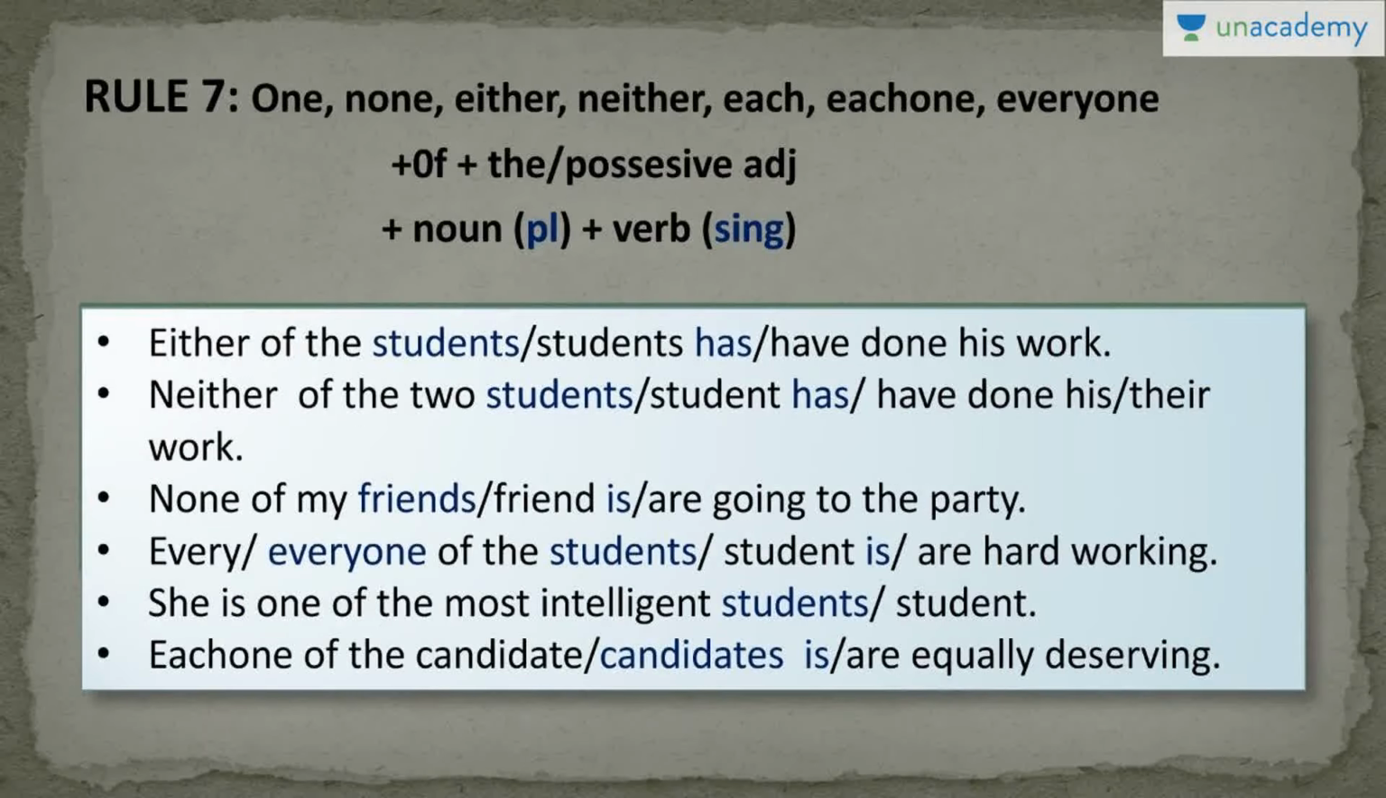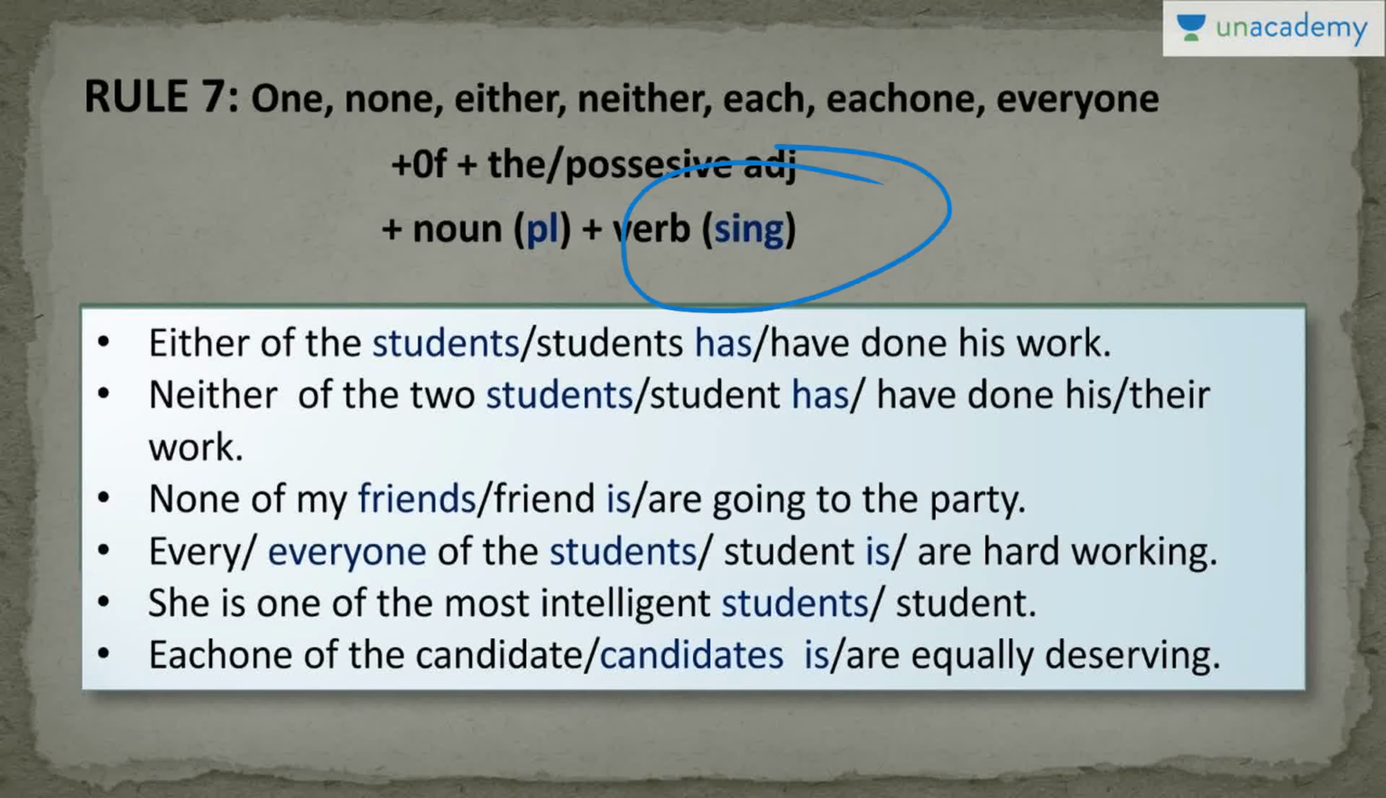Next, rule number 7. This rule is more of an extended version of the previous rule. This rule as well has the same set of words as that of the previous rule except the word every. And I will tell you in a while why I didn't include the word every in this category. You can see in this rule that after these words, of is used as a preposition, and then the or possessive adjective is used, and then the noun is plural but the verb is singular.